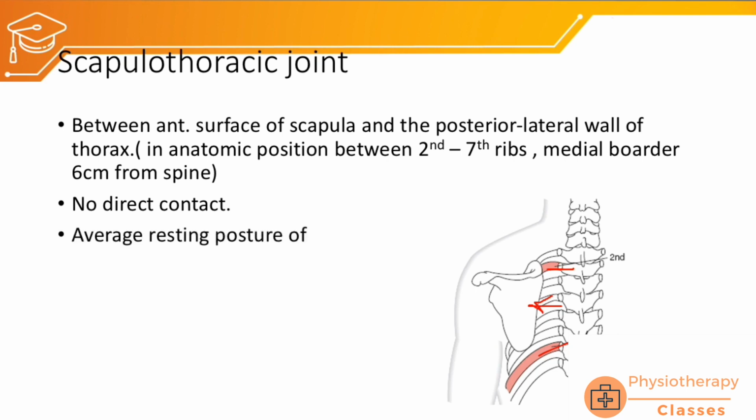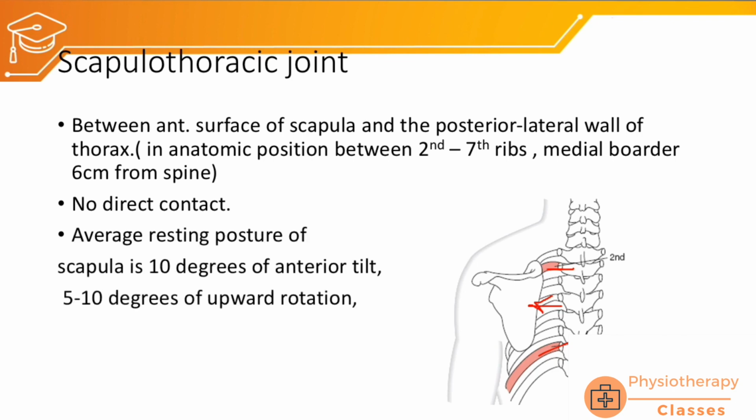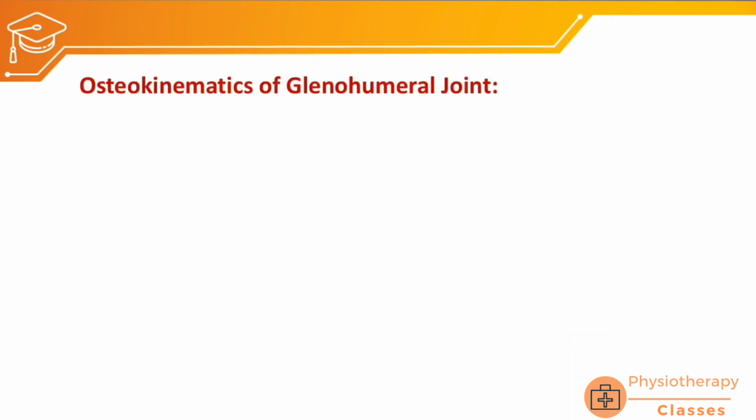The average resting position of this joint is about 10 degrees of anterior tilt, 5 to 10 degrees of upward rotation and 35 degrees of internal rotation. These are some of the basics of the shoulder joint or shoulder complex. Now let us discuss the osteokinematics of the glenohumeral joint.